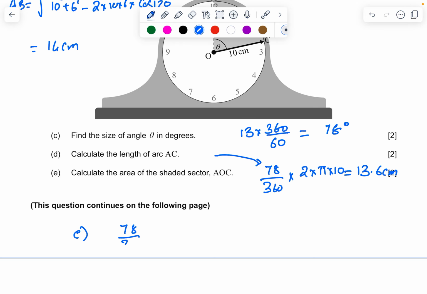Part E: 78 upon 360 times pi times r squared, 10 squared, which is going to be 68.1 centimeters squared.